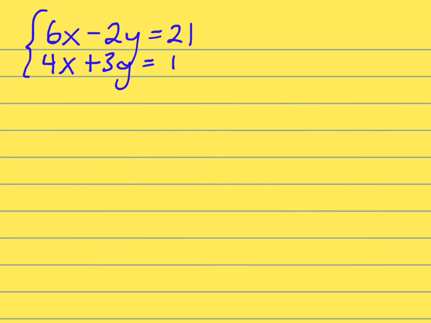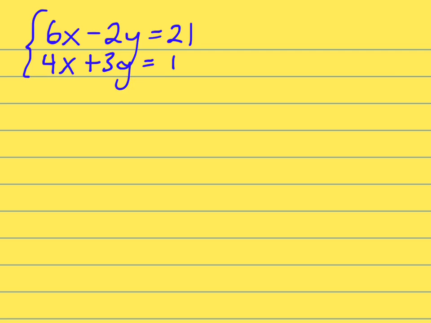In this example, you can see I don't have anything that's by itself. There's no just y or just x. I do, however, have a negative and a positive y, so negative 2y and positive 3y. So I'm going to choose to eliminate y again. It doesn't matter which one you eliminate. It just worked out that y has been the best one each time, but you can do x or y.